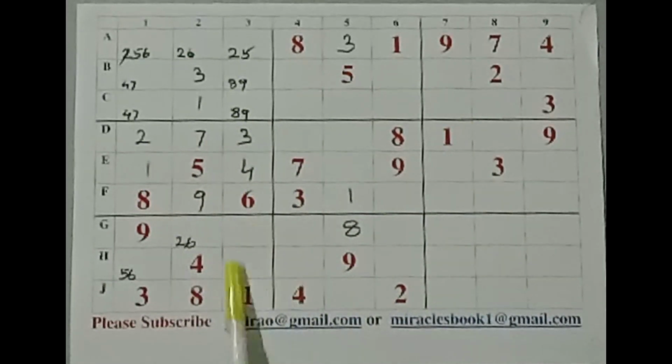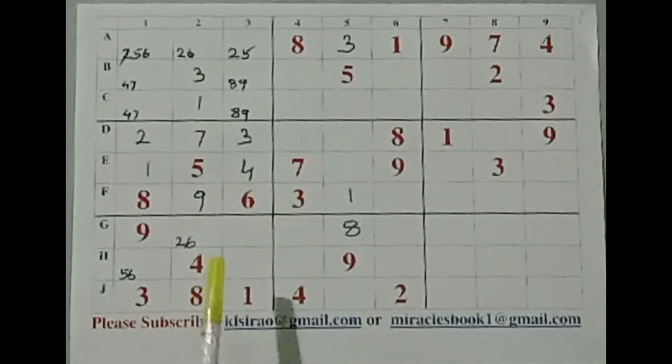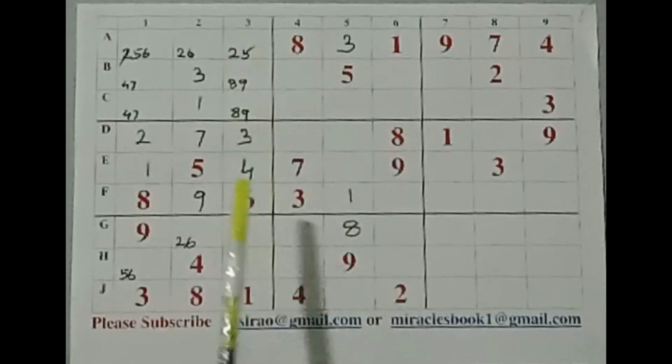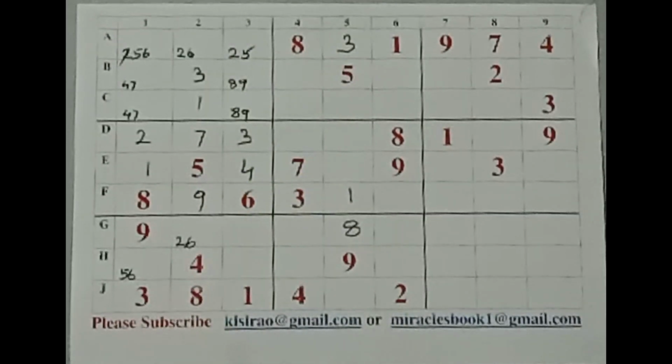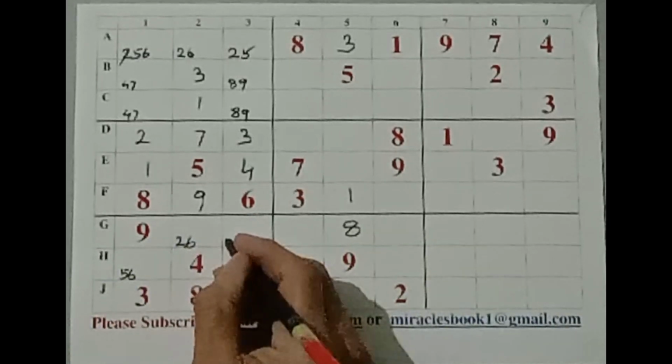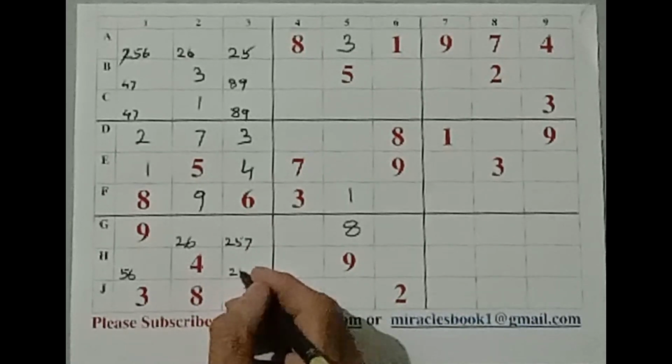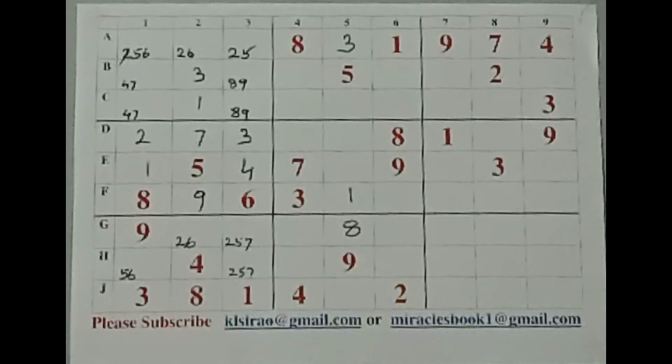Okay, now what about these 2 cells in this column? We require 2, 5 and 7 to complete this cell and this cell. So, we don't have proper cross checks, therefore 2, 5 and 7 we shall assign here. 2, 5 and 7. Okay. So we have filled this strip now.